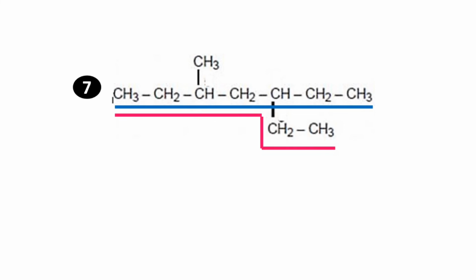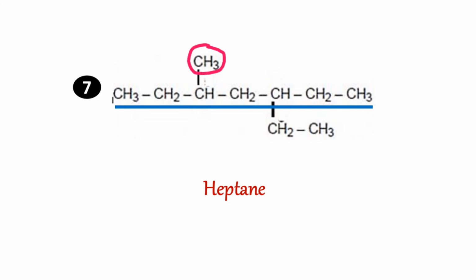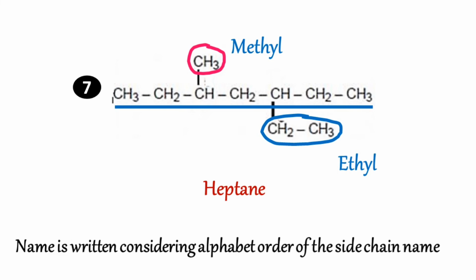If there are 7 carbon atoms, then the root word is hept and it's an alkane, so it becomes heptane. The parent's name here is heptane. Now see the branches. There are again 2 substituents here. One of the substituents is a methyl group and the second is an ethyl group. If you have 2 different substituents, how will you name them? You have to name them according to alphabetical order. That means in front of the parent's name, first ethyl will come and then methyl. So the name will be ethyl methyl heptane.